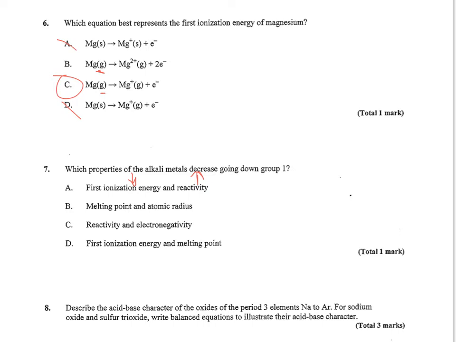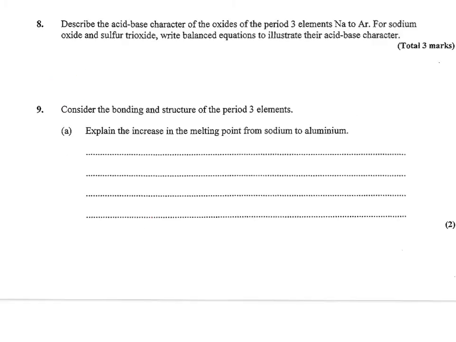Melting point decreases as the electrons move further and further out, and atomic radius increases as you add an energy level. Reactivity, as we already said, is going to increase, even though electronegativity decreases. But finally, first ionization energy and melting point both decrease as the atomic size or radius increases. So D would be my correct choice.